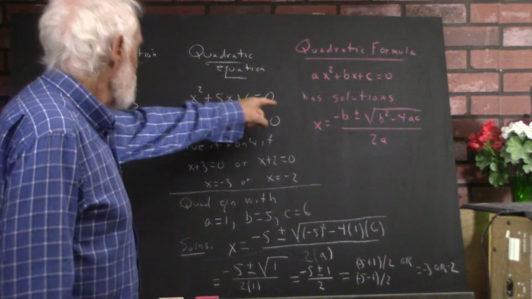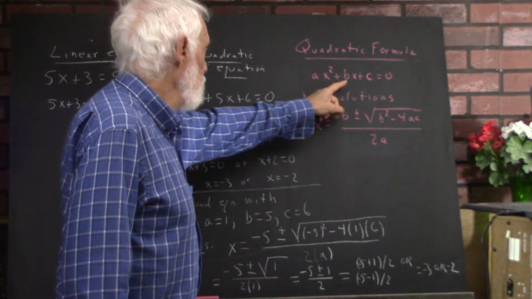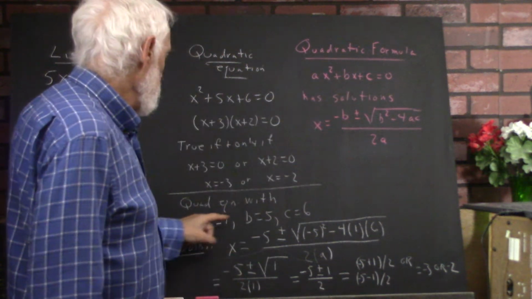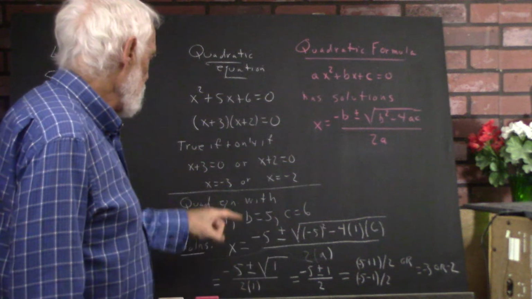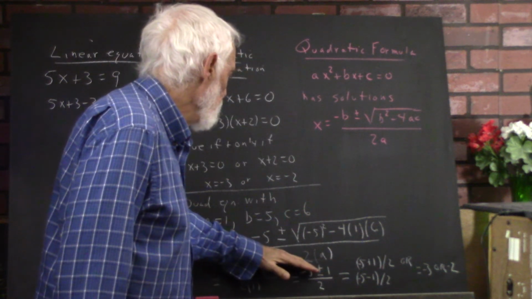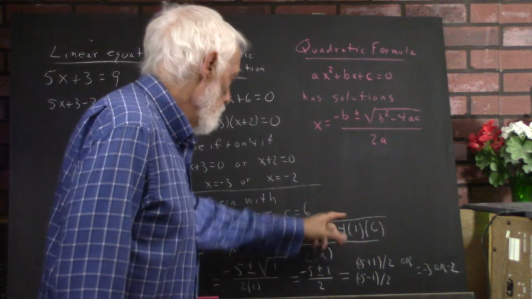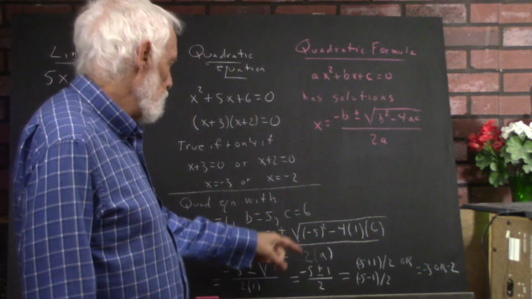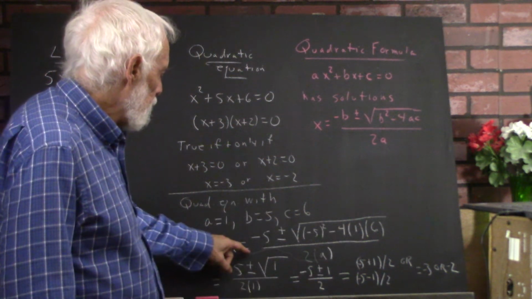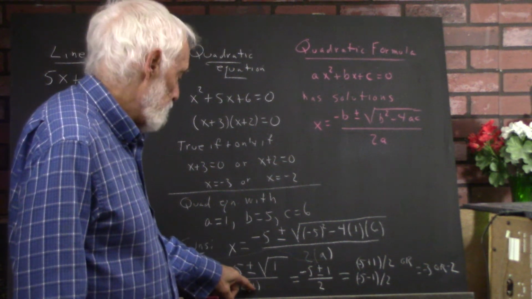So this quadratic equation, you have a 1 in front of x squared, so a is 1. You have a 5 in front of x, so b is 5, c is 6. We take the 1, the 5, and the 6, and we plug them into this formula, and we get this expression here. We evaluate what's under the square root here. We get 25 minus 24. That's 1. So we have negative 5 plus or minus square root of 1 over 2 times 1.